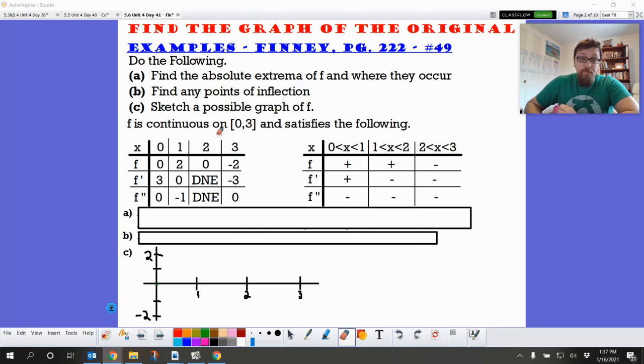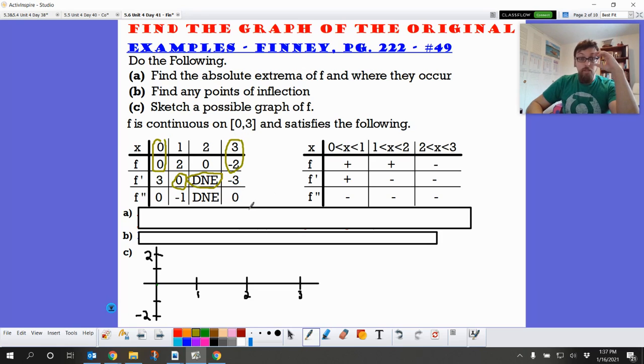So we have this problem from Finney. We need to find the absolute extrema of f and where they occur. So I'm going to start with that. I know for something to be an extrema, the first derivative has to be either 0 or undefined. So I know that there's an extrema here where we're 0. There's also a potential extrema there where we're undefined. We also need to check the endpoints. So (0, 0) and (3, -2).